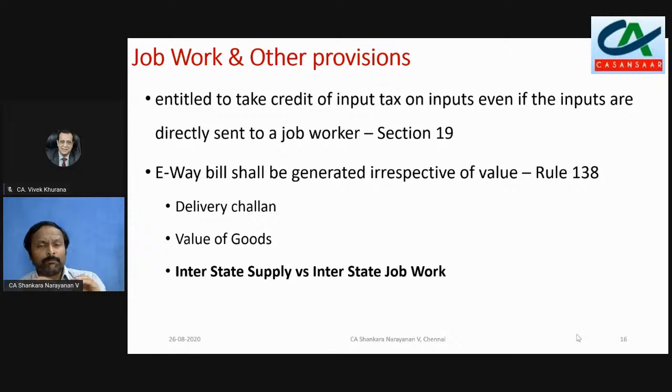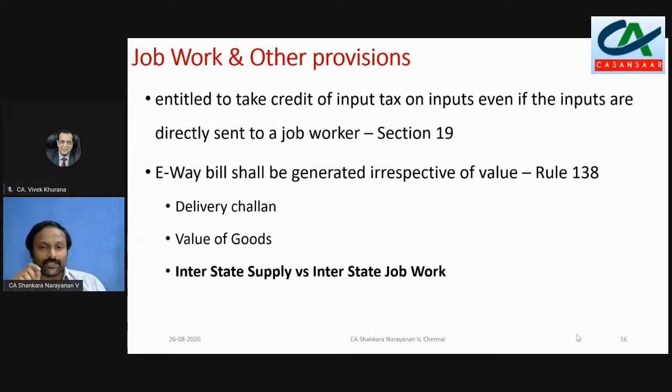Now, I'll give a scenario. I am in Chennai, Tamil Nadu, and I am sending goods to my factory in Pune. I have one factory in Chennai and one factory in Pune. Process A will be done by my factory in Chennai. Process B will be done by my factory in Pune, and the goods have to come back for doing process C, and then I'll sell it to the customer. In this case, when I am sending the semi-finished goods from Chennai to Pune, is it being sent for job work or is it being sent as a supply?